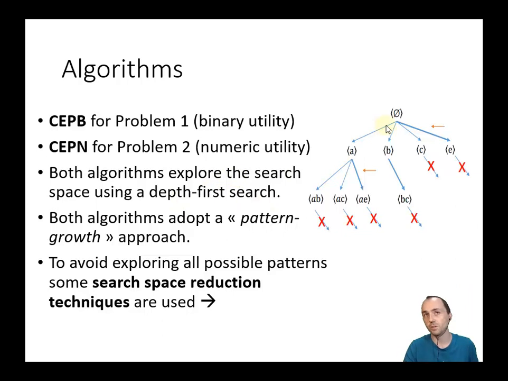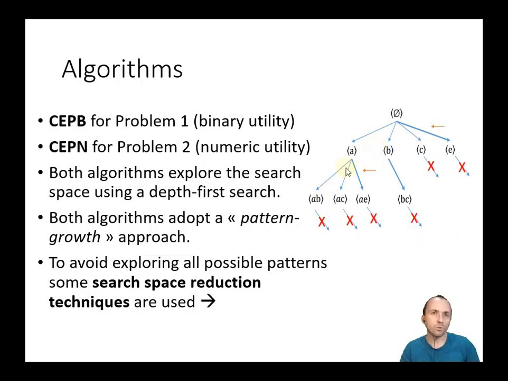That means they start from the empty set, nothing. Then they look for A. Then A followed by B. Then ABC, ABD, and so on. Then they backtrack. They do AC, ACD, ACE, and so on. Then they explore all the possible patterns by doing a depth-first search.